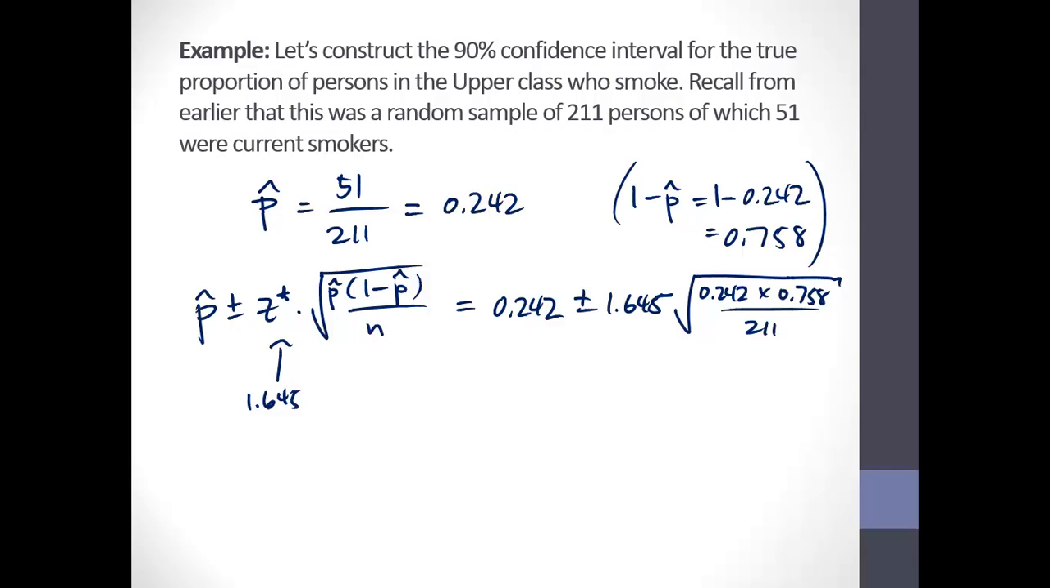Again, the formula is a little more complicated here, but not as bad as last chapter, right? So this is 0.242 plus or minus 0.049, which, if you add and subtract, is 0.193 up to 0.291. So there's our confidence interval.